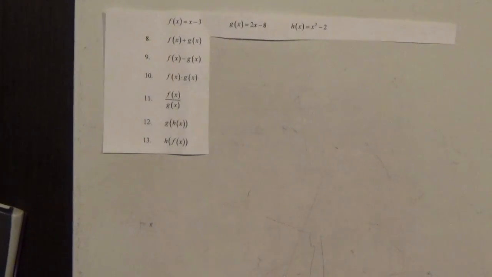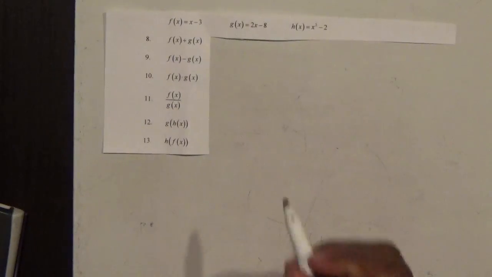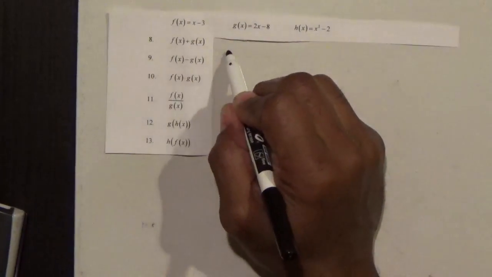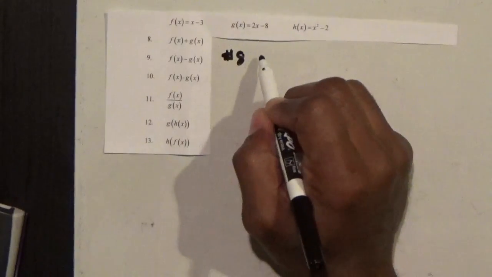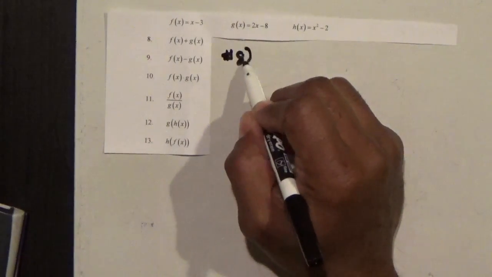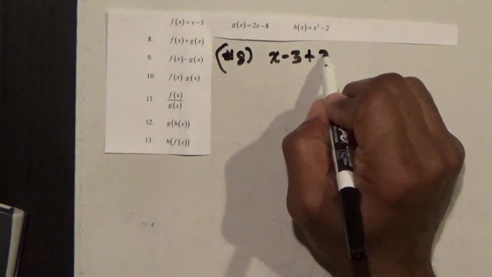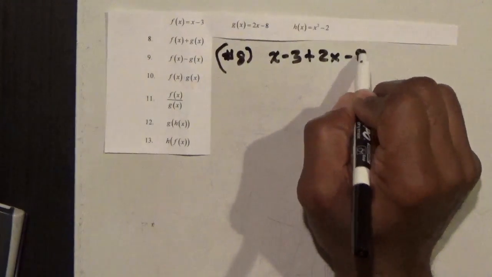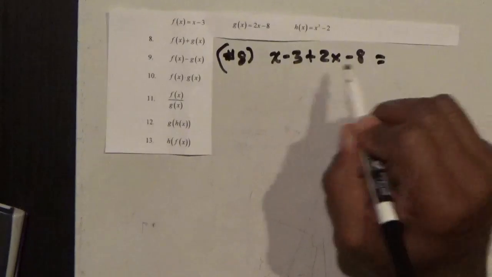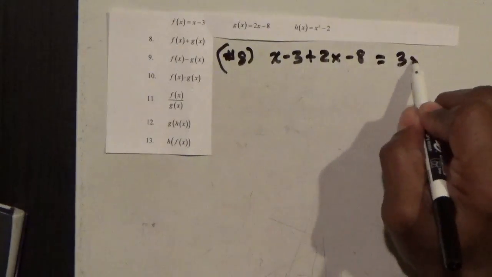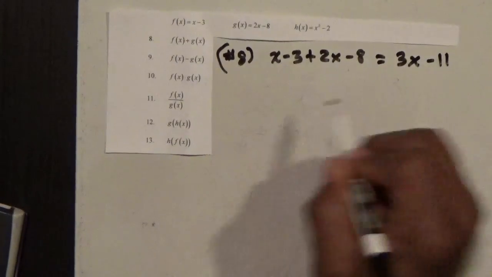Number 8 through 13, we're using the 3 functions that are there. First we're adding f of x and g of x. So for number 8, we should have x minus 3 plus 2x minus 8. We are combining like terms. That's going to give us 3x minus 11.